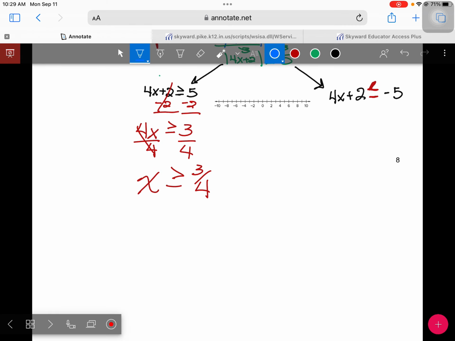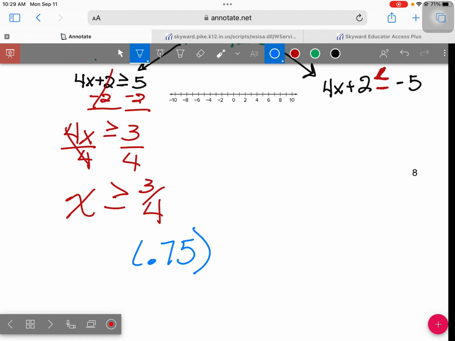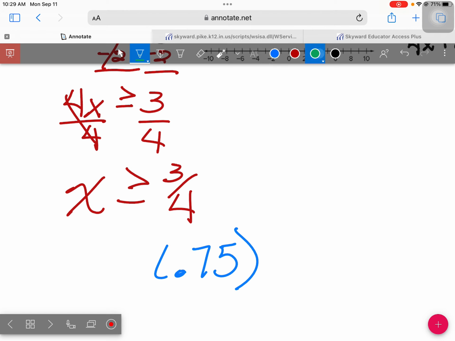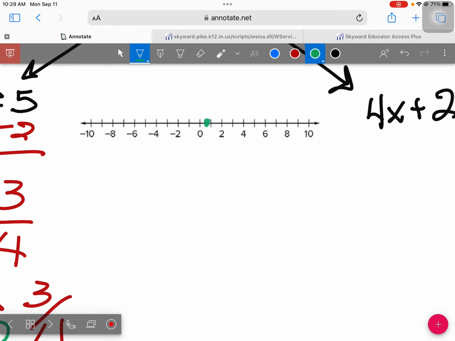On the other side, subtract 2, subtract 2. 2's cancel out. 4x is less than or equal to negative 7. Divide by 4. X is less than or equal to negative 7/4. Yes. That is, if you use your calculator, negative 1.75. Negative 1.75 is right in front of negative 2. Negative 1.75 or negative 1 3/4.